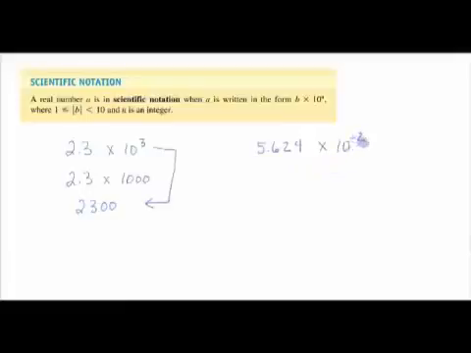The negative 2 denotes that we're going to move the decimal to the left 2 places. So I'm going to write 0.05624 as my standard notation. Remember, we're multiplying that number by 1 over 100, or in other words, we're dividing by 100. So we're moving 2 places to the left.